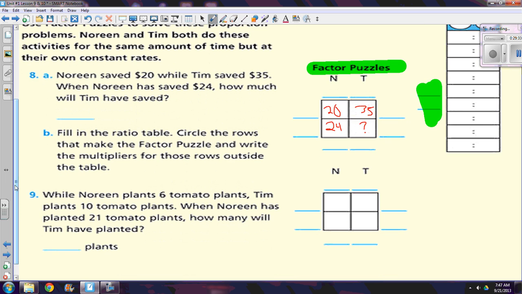And then number 9 says, while Noreen plants 6 tomato plants, Tim plants 10 tomato plants. When Noreen has planted 21 tomato plants, how much will Tim have planted? So again, using a factor puzzle, for number 9, you have 6 tomato plants to Tim's 10. So 6 to 10. When Noreen has planted 21, how much will Tim have planted? All right, so work 8, factor puzzle, ratio table, fill it in, and then number 9 here.